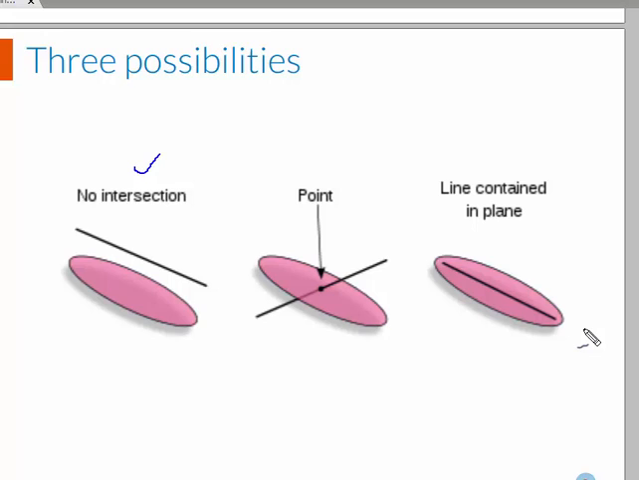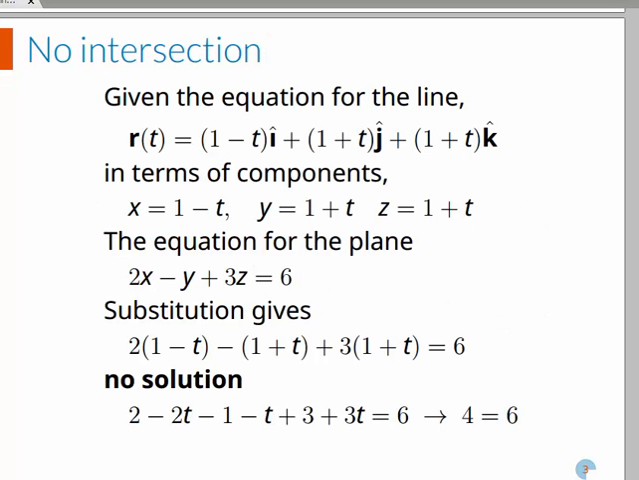Now the procedure for checking these possibilities is to look at the vector equation for the line. It will have three components, an x, y, z, or i, j, k terms. Take those terms, they will have a t in them, substitute them into the equation for the plane, and try to solve for the parameter t. So this is a case in which the plane and the line are parallel.